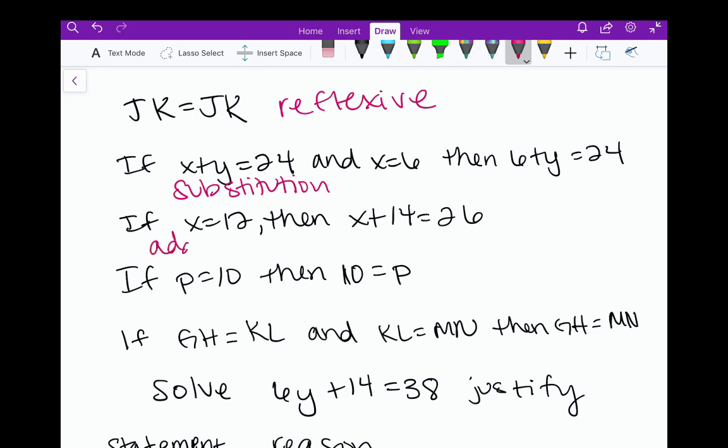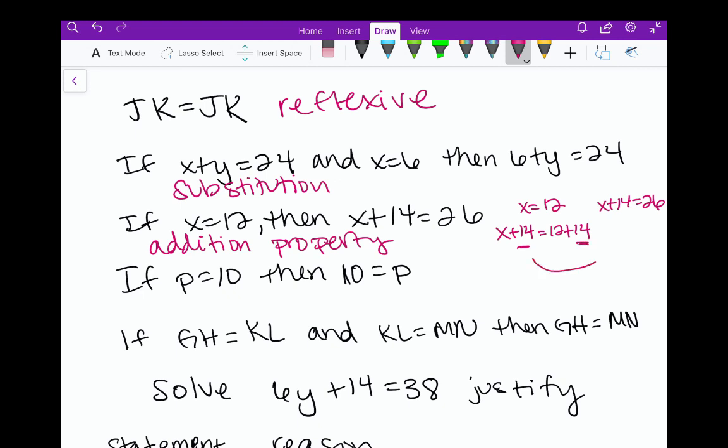If X equals 12, then X plus 14 equals 26. This is the addition property, and I'm going to show you how. So we have X equals 12, and then we have X plus 14 equals 26. So what happened here is I used the addition property by adding 14 to both sides. So now if I add 14 to this side, and I add 14 to this side, that's my addition property, which the result of this becomes this when I add the 12 and the 14 to get 26.